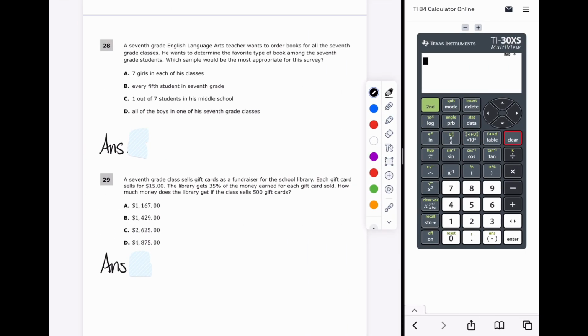Let's look at 28 and 29. Let's do the reveal, B and C. So check off your work. If you have these, move to the next chapter. If not, stay right here for the breakdown.